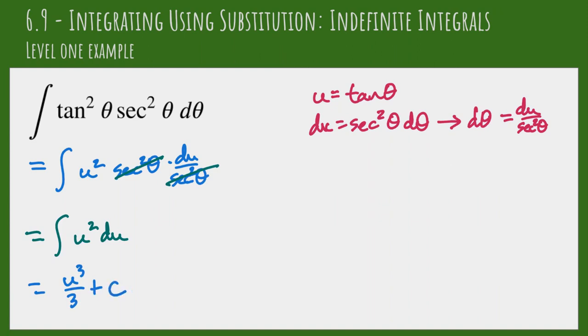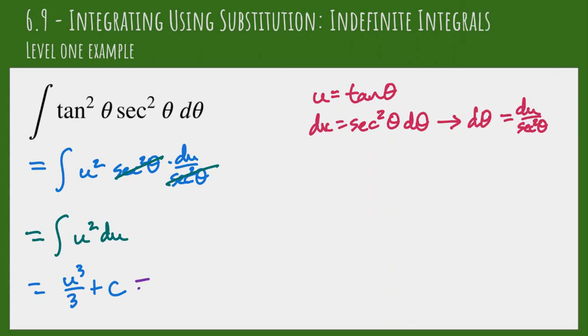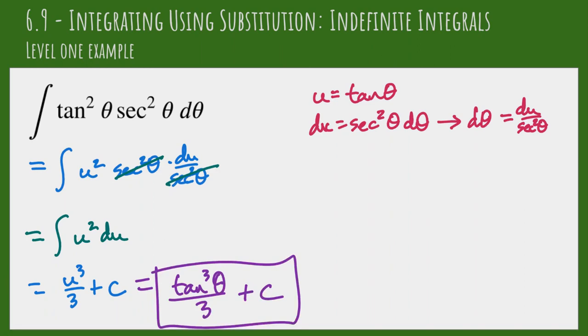So when we actually take the antiderivative, the integral symbol goes away, the plus c comes in, and then we replace the u and get our answer.